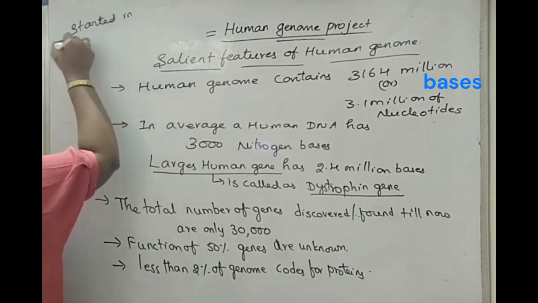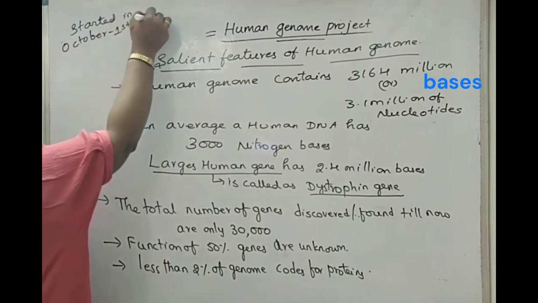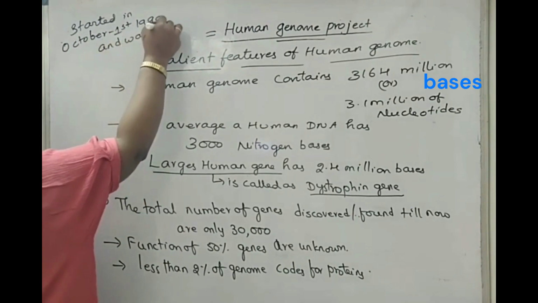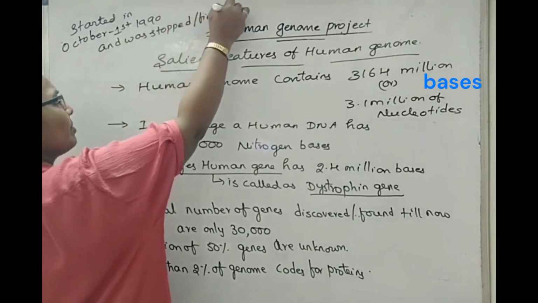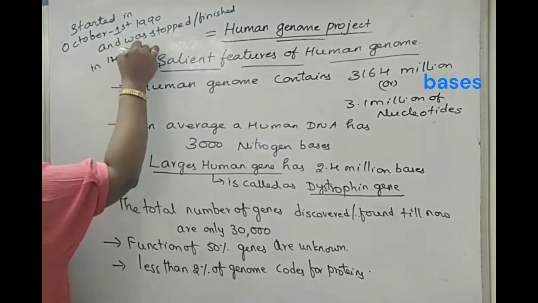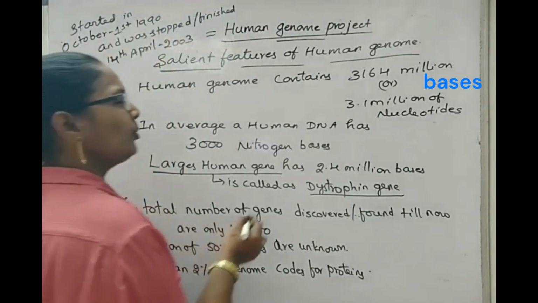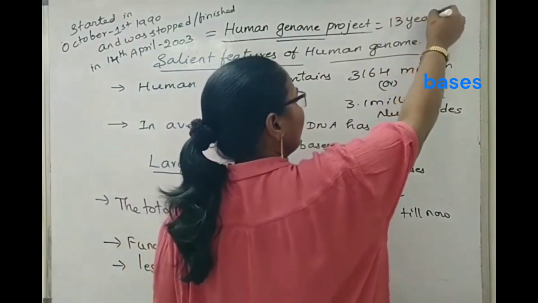The Human Genome Project was started on October 1st, 1990, and was finished on April 14th, 2003. So the Human Genome Project initially took 13 years for complete study.